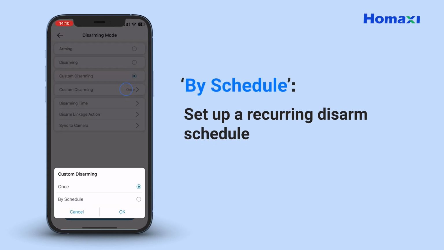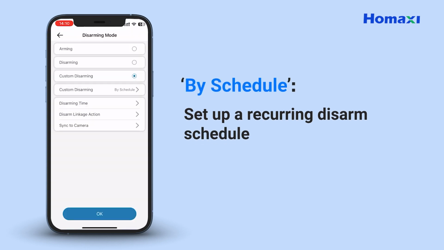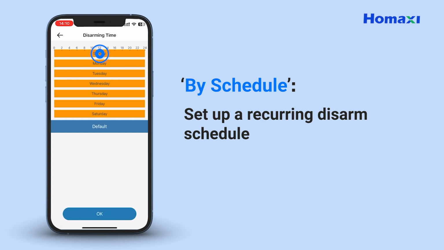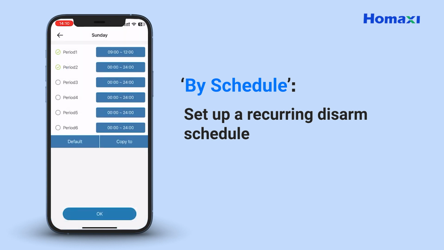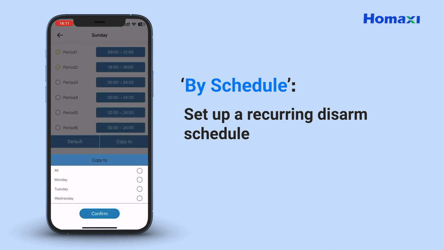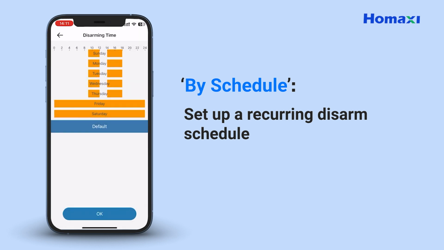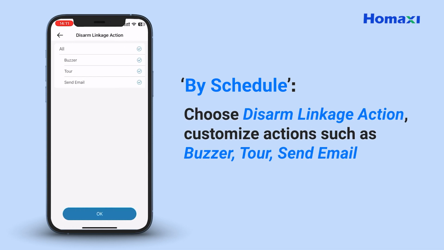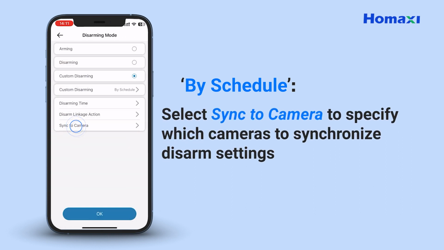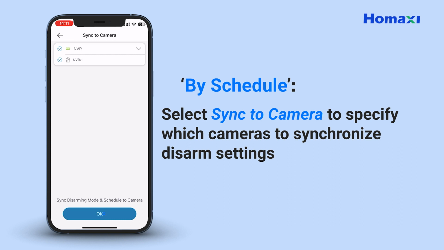For regular needs, choose by schedule to set up a recurring disarm schedule. In Disarm Linkage Action, customize which NVR actions to disarm, such as buzzer, deter, send email. Select Sync to Camera to specify which cameras to synchronize disarm settings.